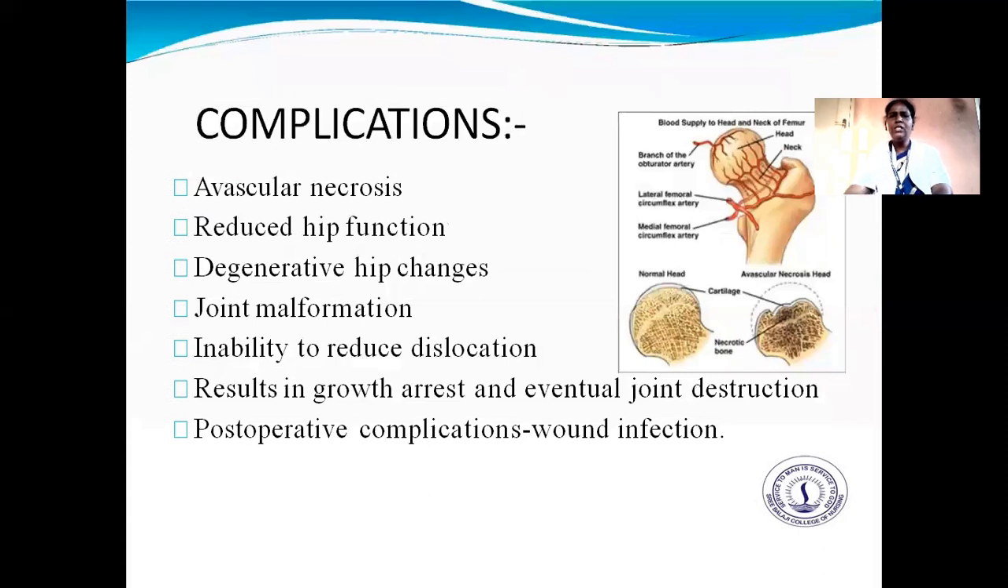Next, we'll see about the complications of developmental dysplasia of the hip. One is avascular necrosis, then reduced hip function, then degenerative hip changes, then joint malformation, then inability to reduce dislocation, then growth arrest and eventual joint destruction, then postoperative complications like wound infection. So the complications are avascular necrosis and the others listed.